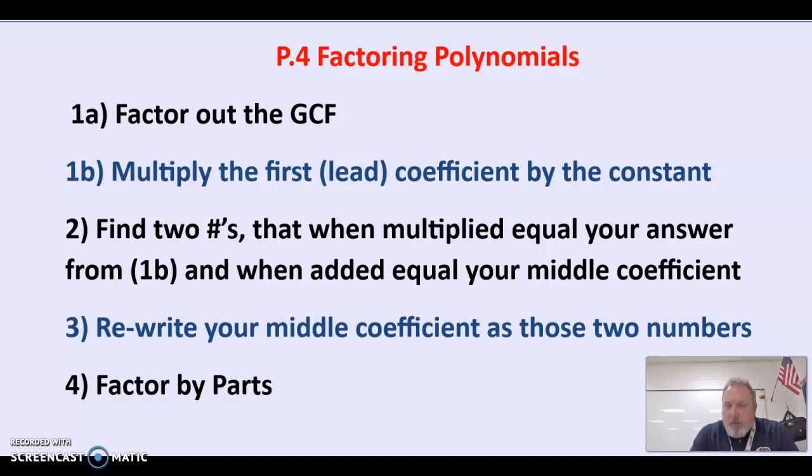Then step 2, we're going to find two numbers that multiply to equal our answer from 1b and add up to equal the middle coefficient. Again, that might be a little confusing right now as you're hearing me talk about it. Once we go through some examples, you'll see exactly what I'm talking about. We'll rewrite our middle coefficient as our two numbers here, and then factor by parts. So again, we look at these 4 steps, and that sounds easy peasy. Let's put that into practice now, these next couple of slides, and you'll be ready to roll on your homework.